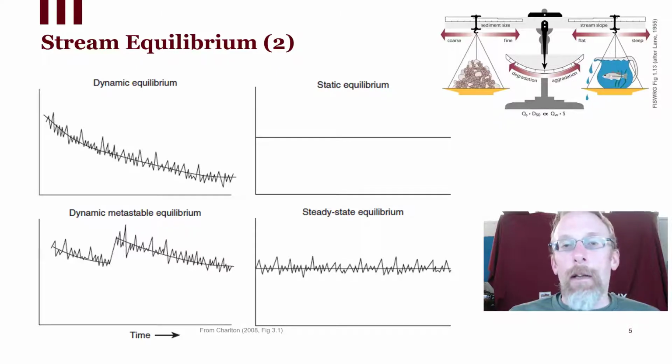So in that case, the dynamic equilibrium would be that you have a change, a climate change, and that affects a change in the hydrology, which affects a change in the geomorphology. So every action causes a reaction.